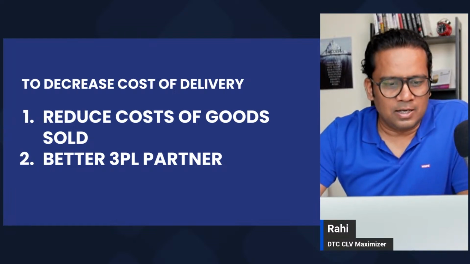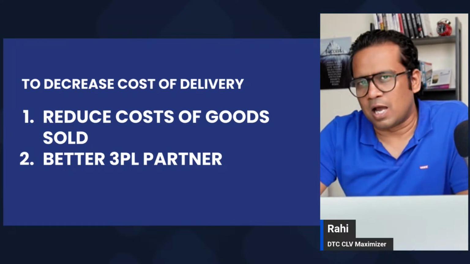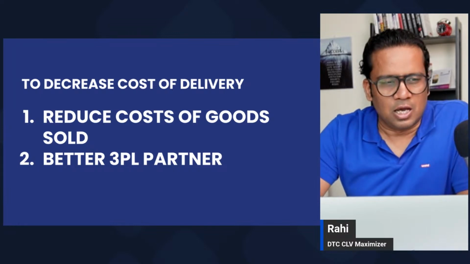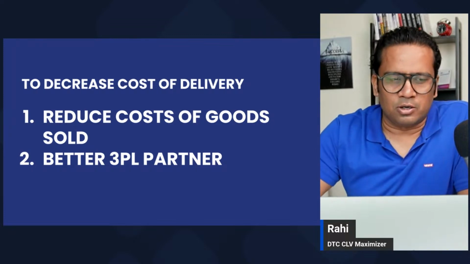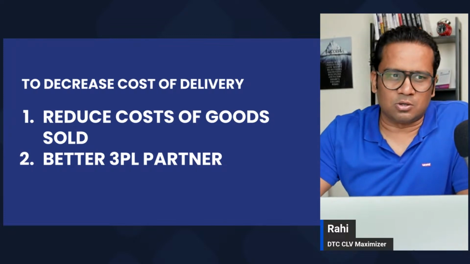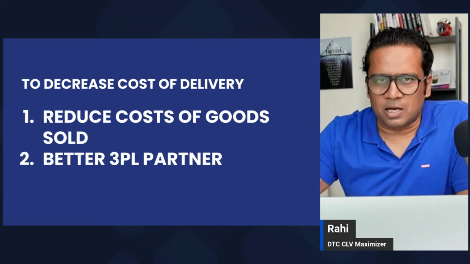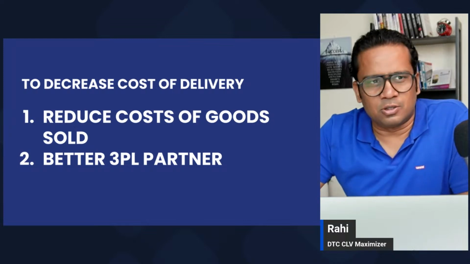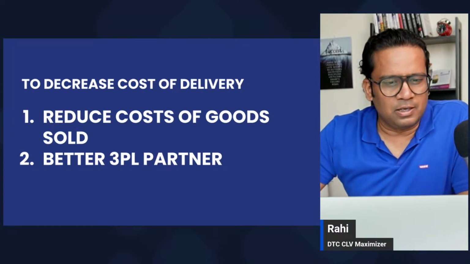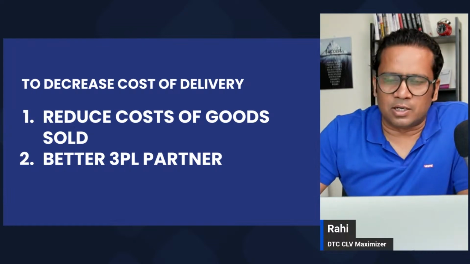And second is a better 3PL partner. The 3PL partner also depends on how your courier is structured, how your logistics is structured, and whether you are shipping directly from China, or you have 3PL partners in the US, or a single 3PL partner versus multiple locations like East Coast and West Coast. It depends on the scale. People change this up, but that's also a lever, and an important lever.